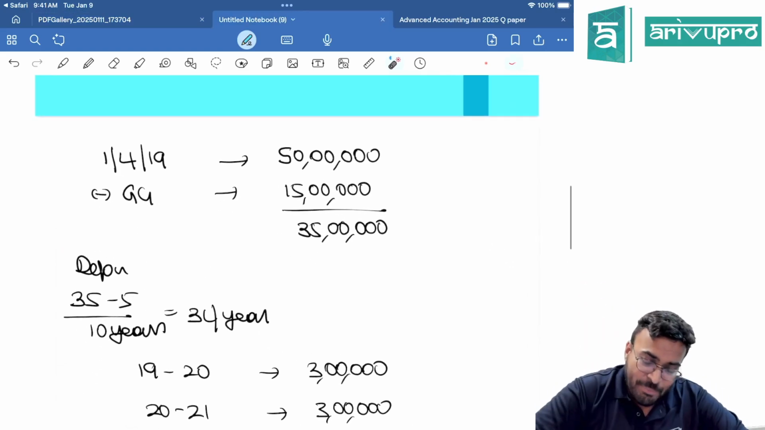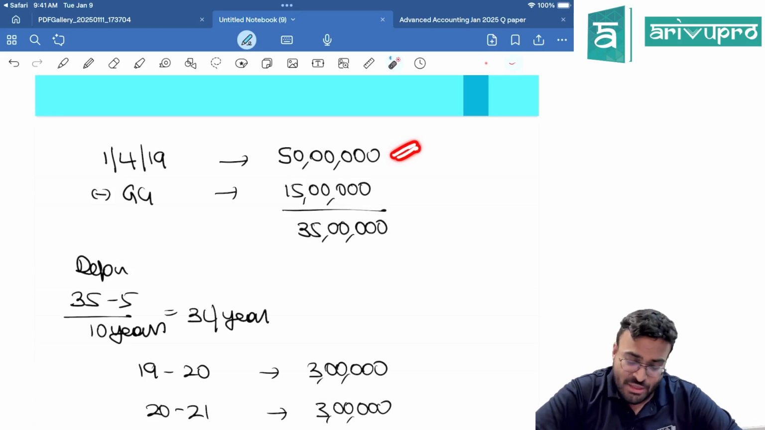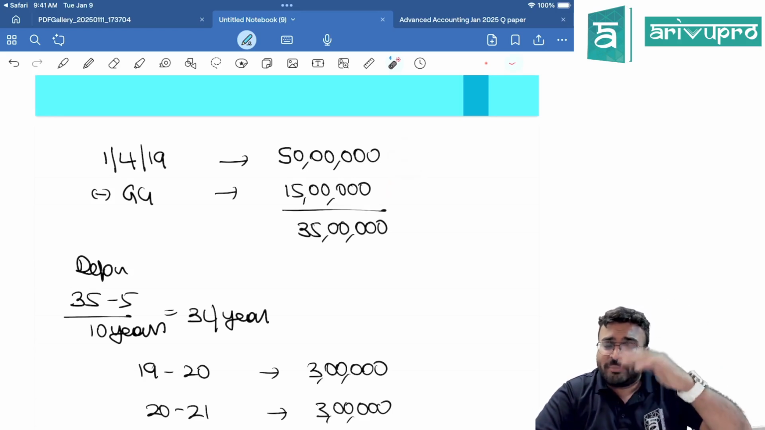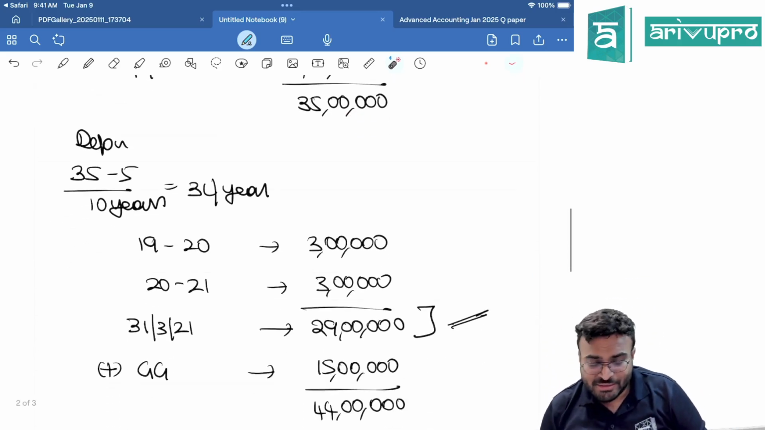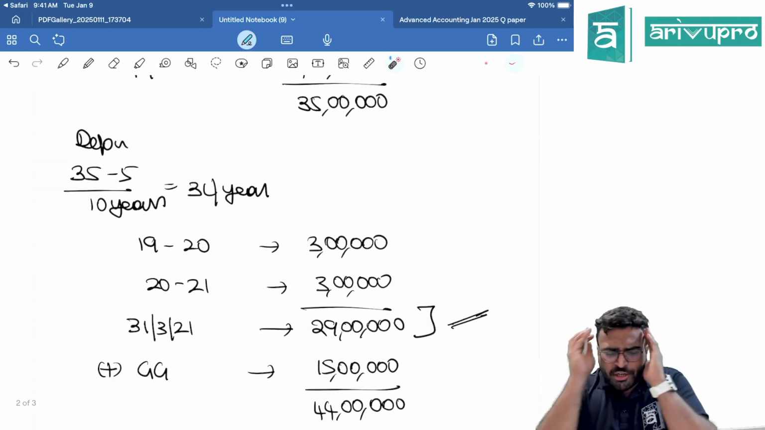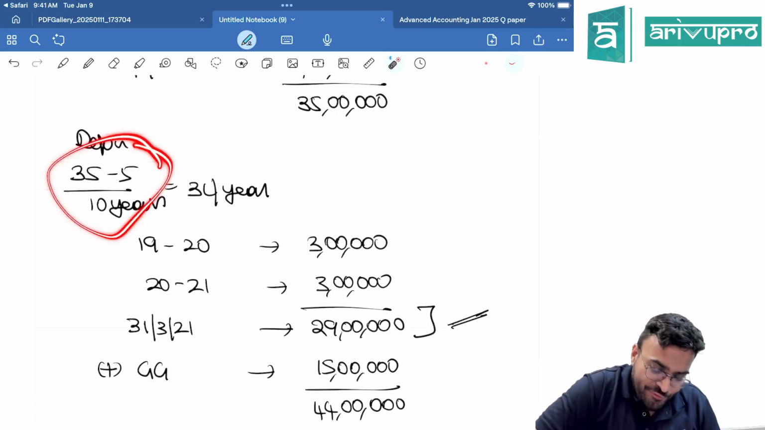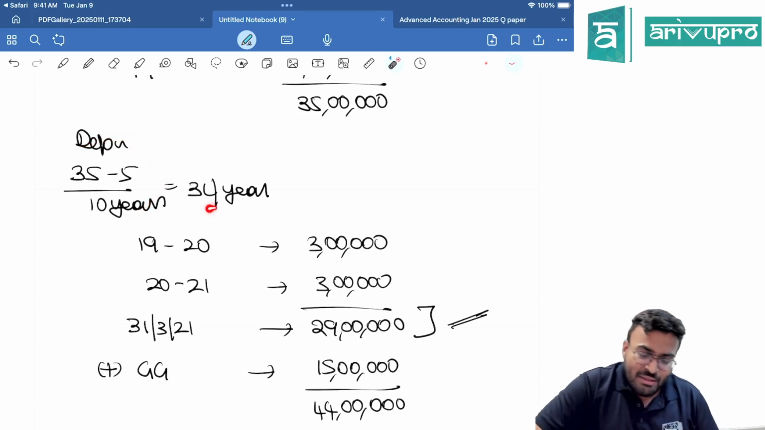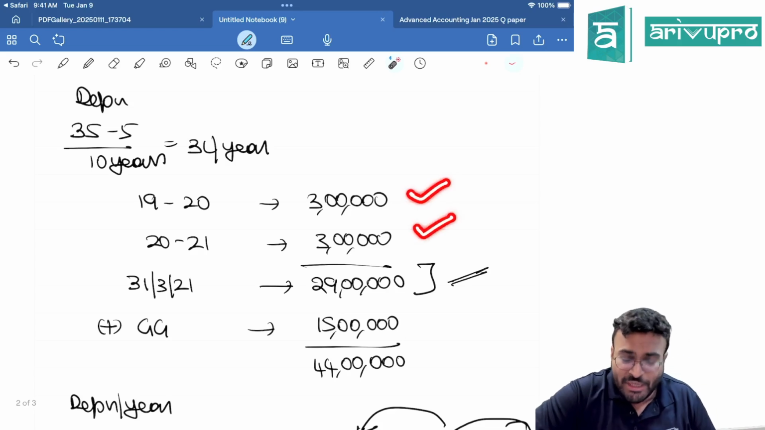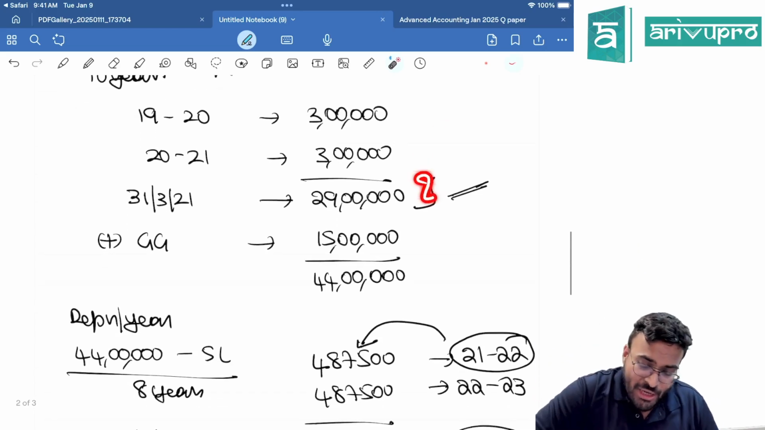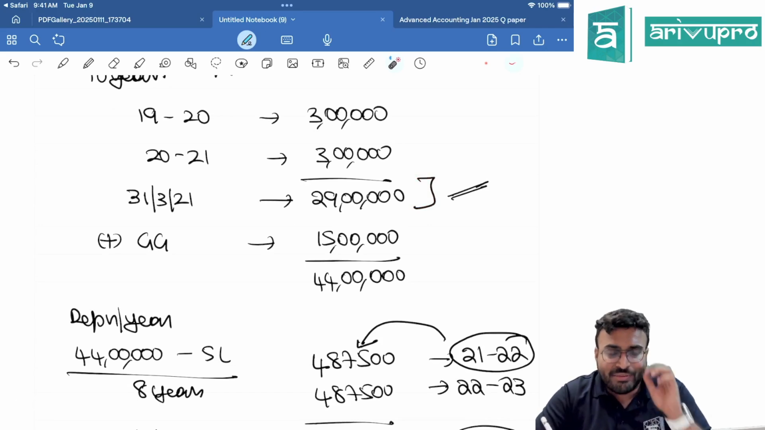See, 1st April 2019, 50 lakhs. Government grant is received, they said it is removed from the cost of the asset itself. So the asset value becomes 35 lakhs. Now what you're going to do, everything is smooth. 35 minus 5 divided by 10 years, 3 lakh per year is the depreciation. Okay, 2019-20 you remove depreciation, 2020-21 you remove depreciation. Now you are having 29 lakhs. 29 lakh is the value of the asset.